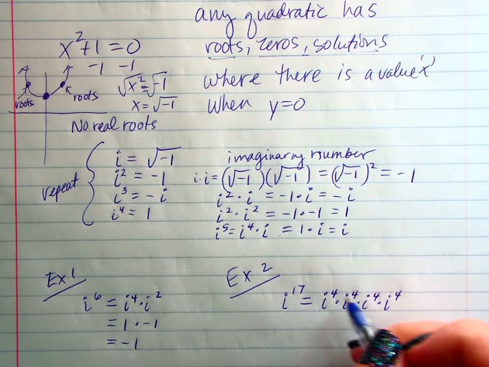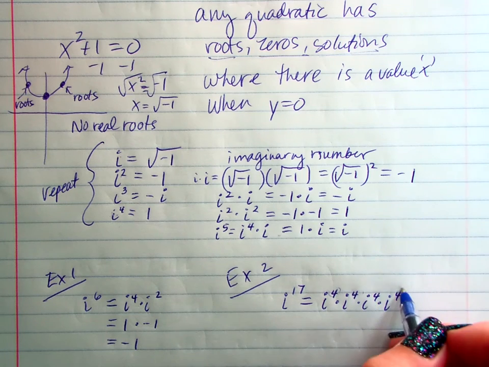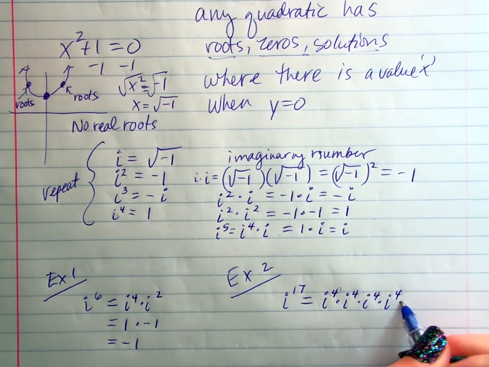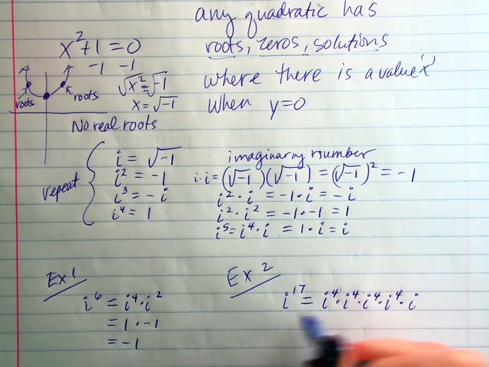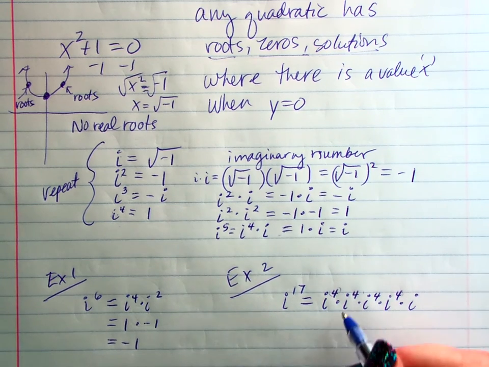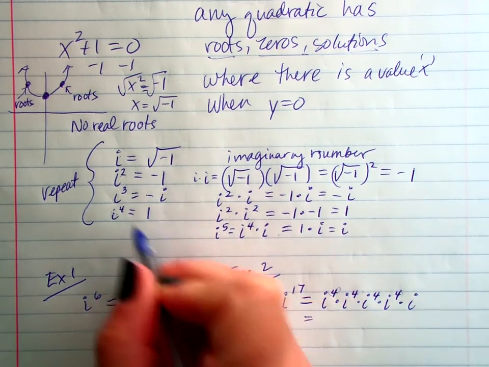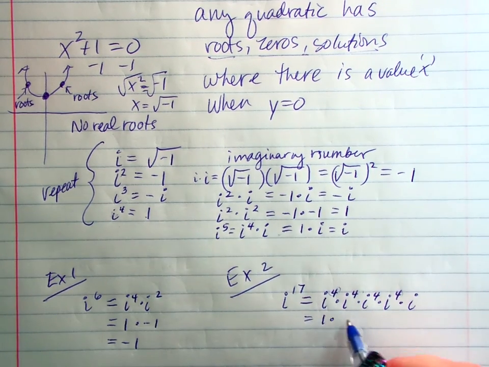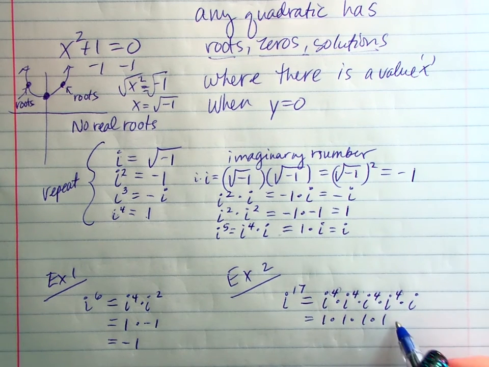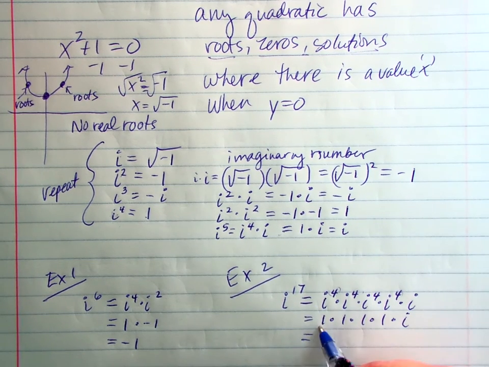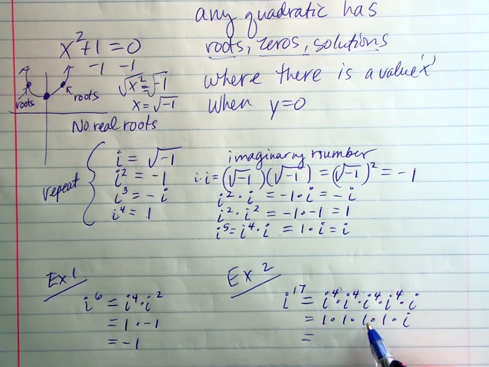Well, i to the 4th, i to the 4th, i to the 4th, i to the 4th. If I add those all up using the add rule, then that adds up to 16. So we need one more to make i to the 17th. Well, we know that these i to the 4ths all just equal 1 times i. So my result here of 1 times 1 times 1 times 1 times i is just i.